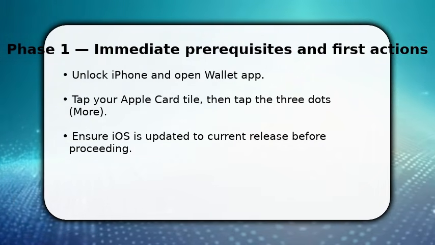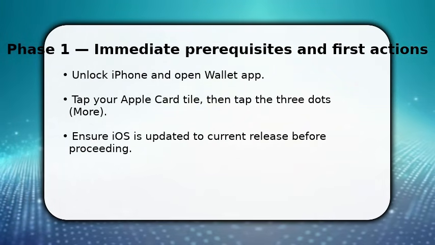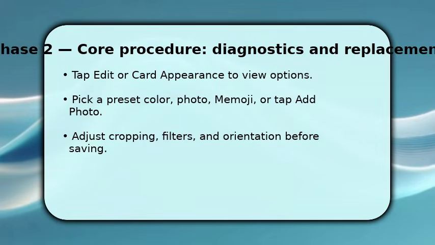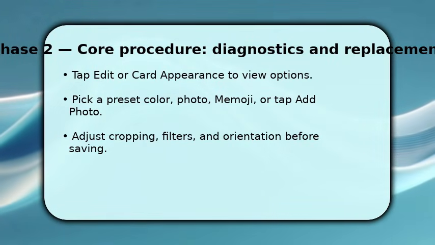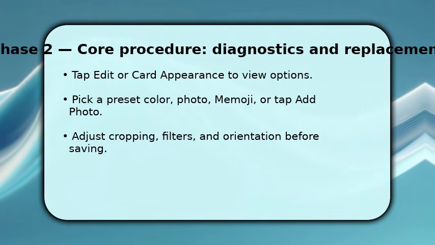If you're in the right place, make sure you're signed in with the Apple ID that manages the card, then move on to the Appearance or Card Customization option now. Now choose Card Appearance or Edit to see the available presets and custom options. This is where you pick what the physical and digital card will look like.